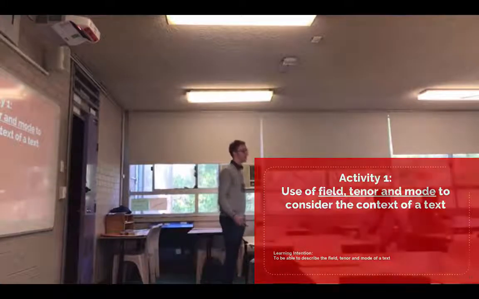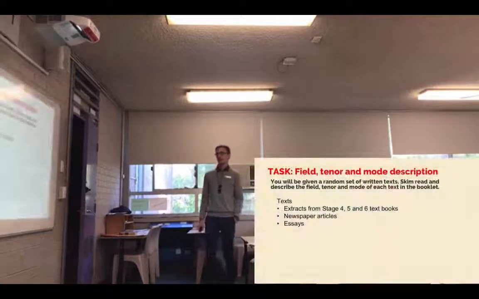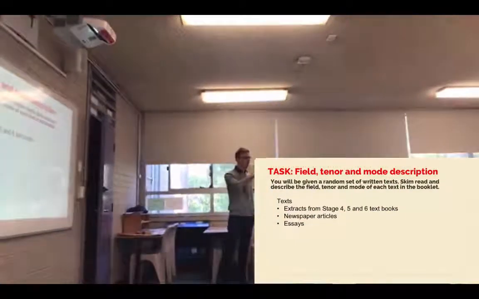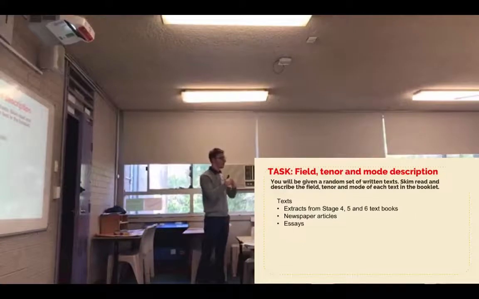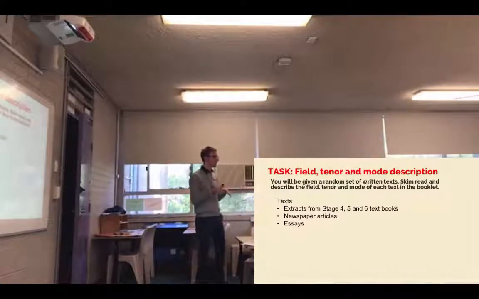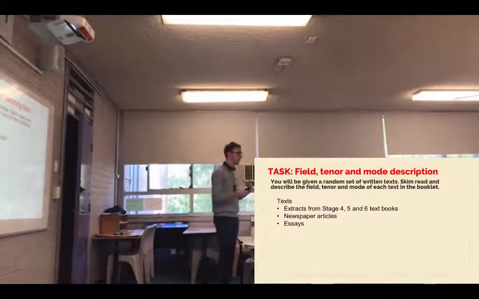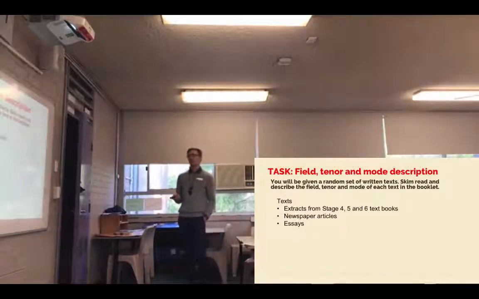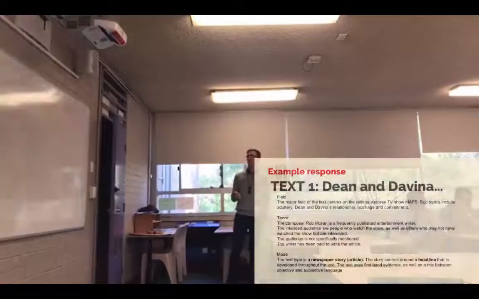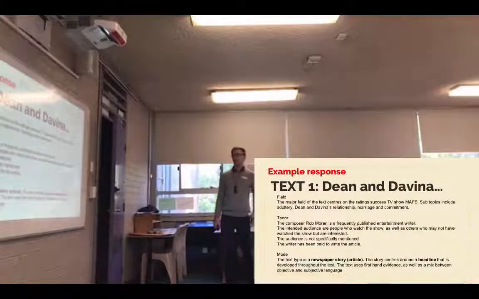Now I'm going to demonstrate what I'm talking about with this first example. Okay, so there's a few different extracts on the table. You're only going to skim read them. I'm not expecting you to read them, just look over them generally. Maybe look at the headings, maybe look at the first topic sentence or something like that. I'm not expecting you to spend too long on each one unless it really interests you. But let's take that Dean and Davina text.